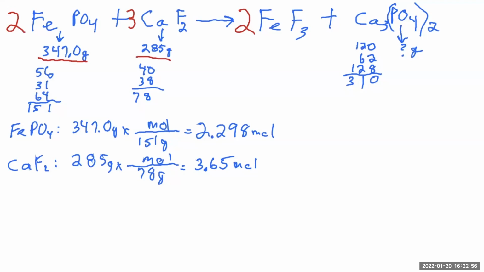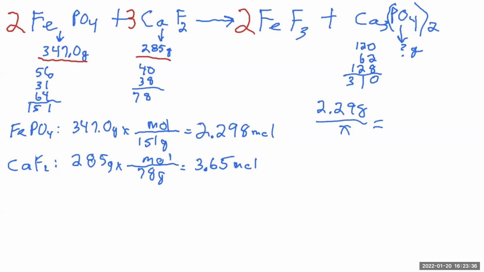So we're going to set up our ratio to see which one's going to run out first. So far, so good? Yes. All right, perfect. Now, which one do you want to pick? Calcium. Okay. You got it. Let's pick calcium fluoride. Let's set that equal to X. So we'll take 2.298 over X. So that's our calcium fluoride, or iron phosphate over calcium fluoride.